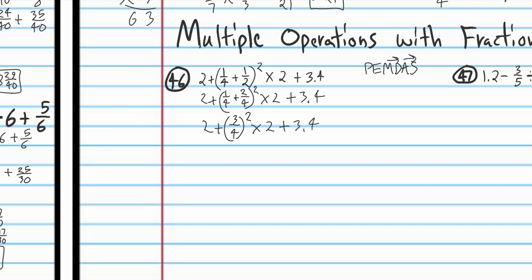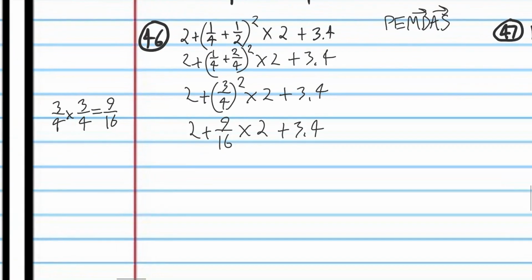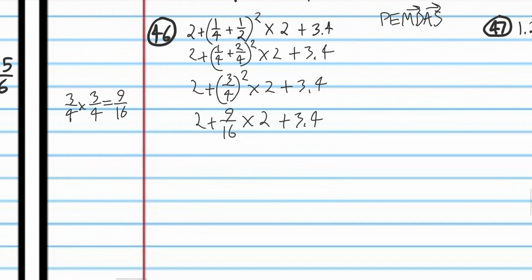So now we have 3/4 to the second power, so that means 3/4 times 3/4. To multiply fractions, you just do 3 times 3 is 9, and 4 times 4 is 16. So that would just be 9/16. All right. So now we just add the whole numbers. Actually, wait. No, we got to multiply first.